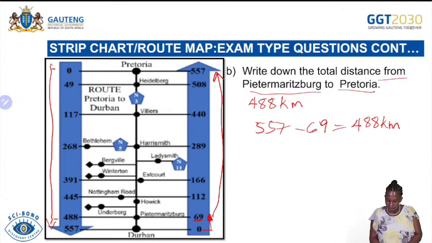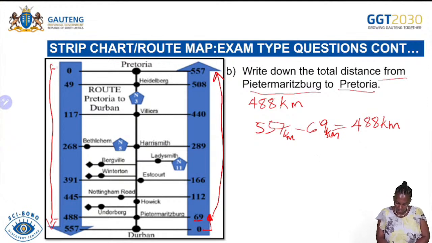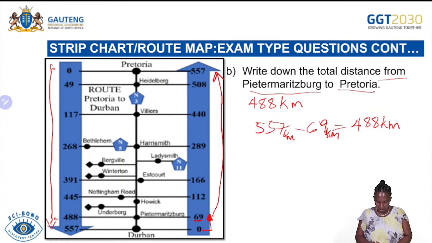So you just look at the information. Here I'm just showing you that if I am given this, or they want me to show it, I can simply use this method. From Durban to Pretoria it's 557, but from Durban to Pietermaritzburg is 69, so it will be 557 minus 69, which gives us 488 kilometers. Or we can take it from this side: from here to here it's 69, so from 69 to Pretoria it is 488 kilometers.